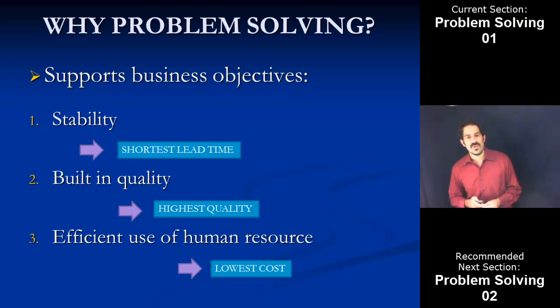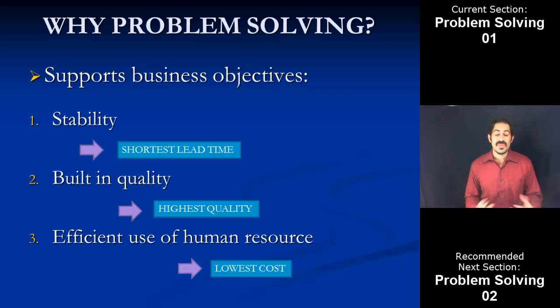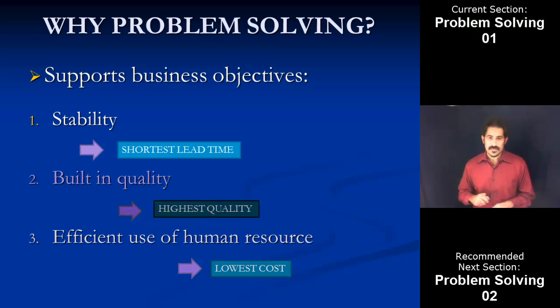The second one, building in quality, ties in directly. We want to be able to maintain a very high level of quality. Problem solving is critical for that. And the last one is being efficient with the use of our human resource, which again is our most valuable resource, and that really drives the cost of our entire operation down. So problem solving, especially in the context of these three items, is utterly fundamental.